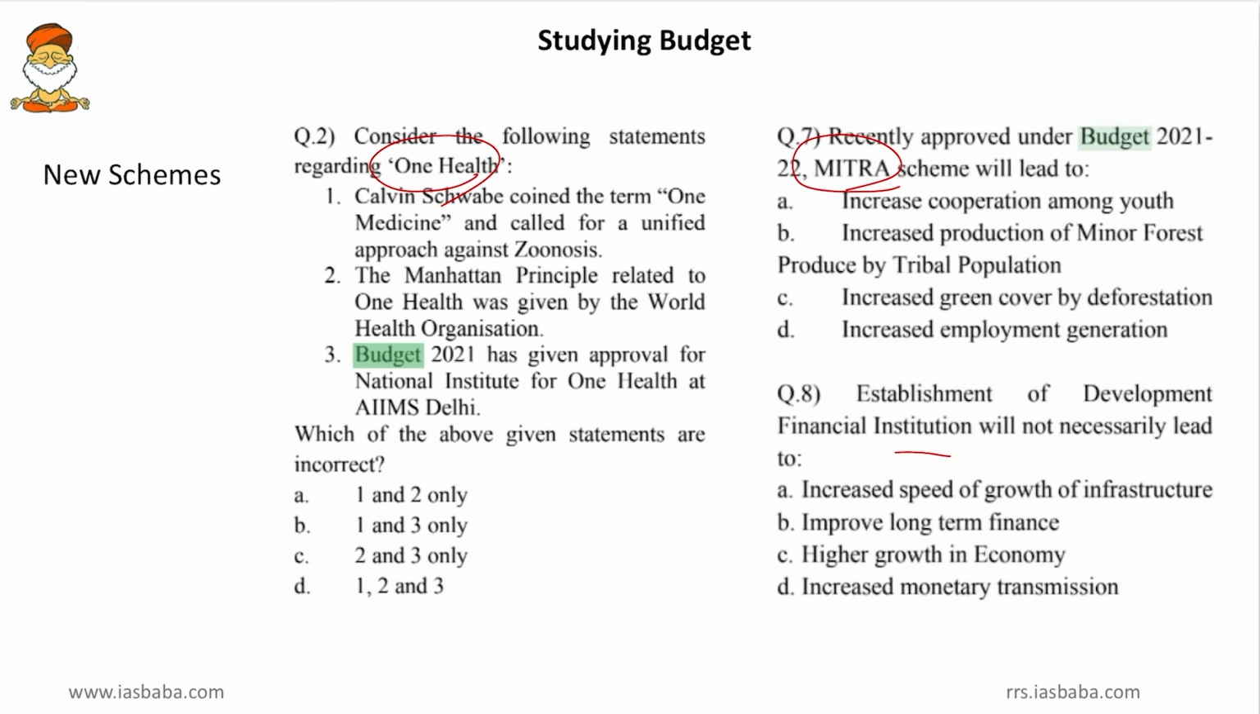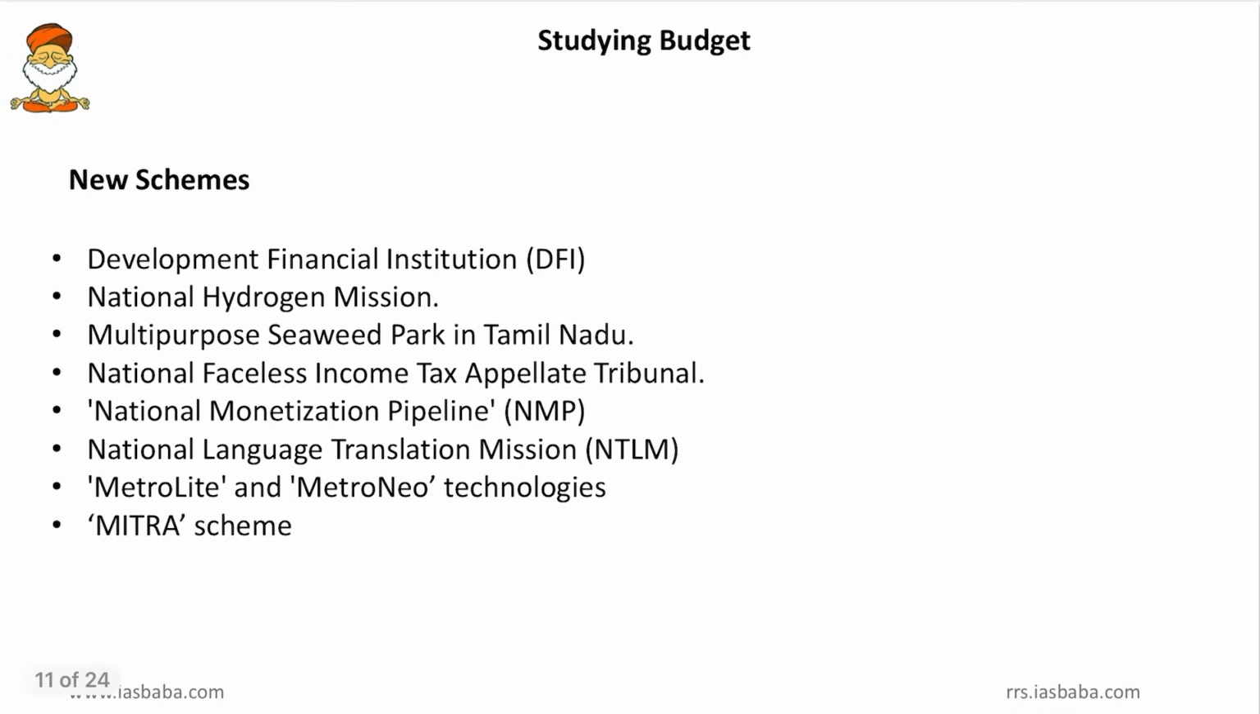And in Budget 2022, these are some of the new schemes being launched: the development financial institutions, then the National Hydrogen Mission, then the Multi-Purpose Seaweed Park in Tamil Nadu, then the National Faceless Income Tax Appellate Tribunal, then the National Monetization Pipeline, the famous one, then the National Language Translation Mission, then Metro Lite or Metro Neo technologies, then the Mitra scheme. So it is our duty to study all these things. In the next class, that is in tomorrow's class, we take up all these schemes and discuss.